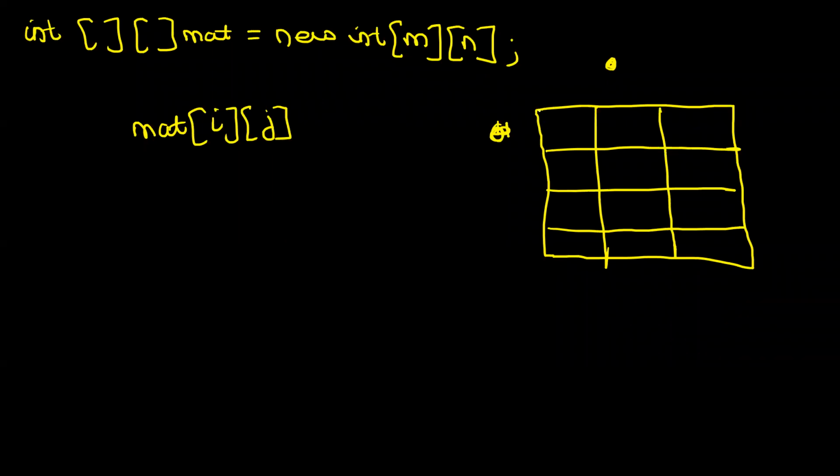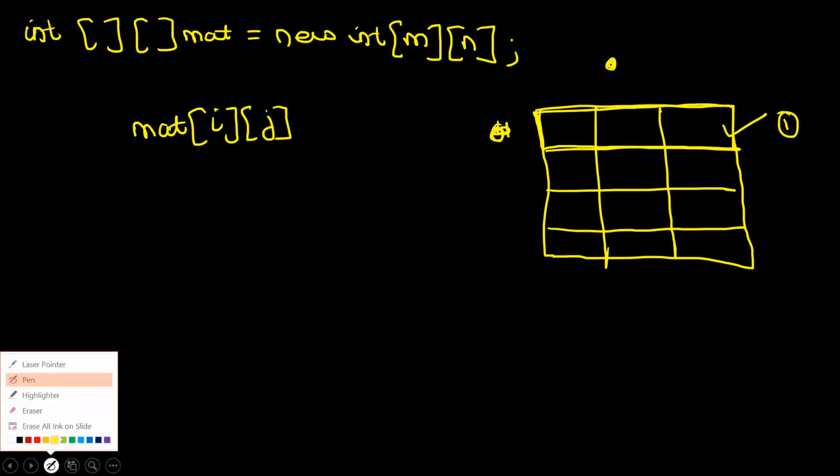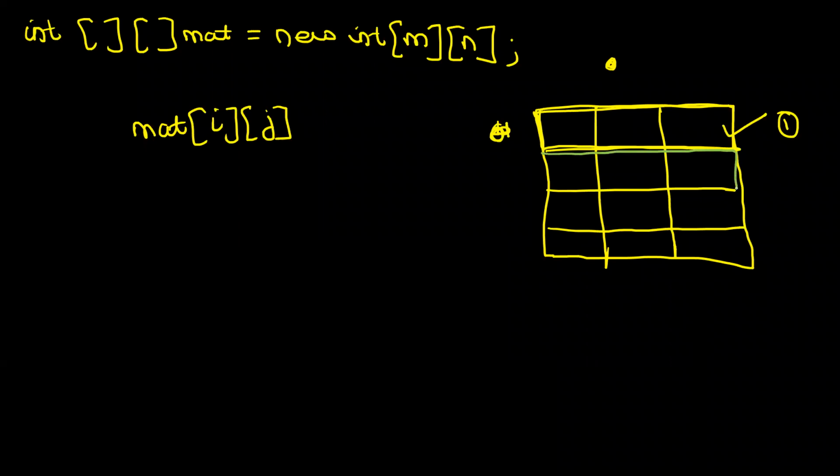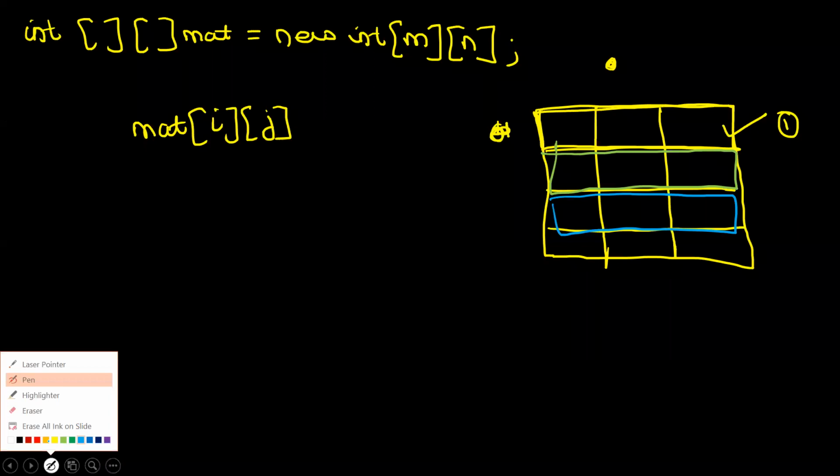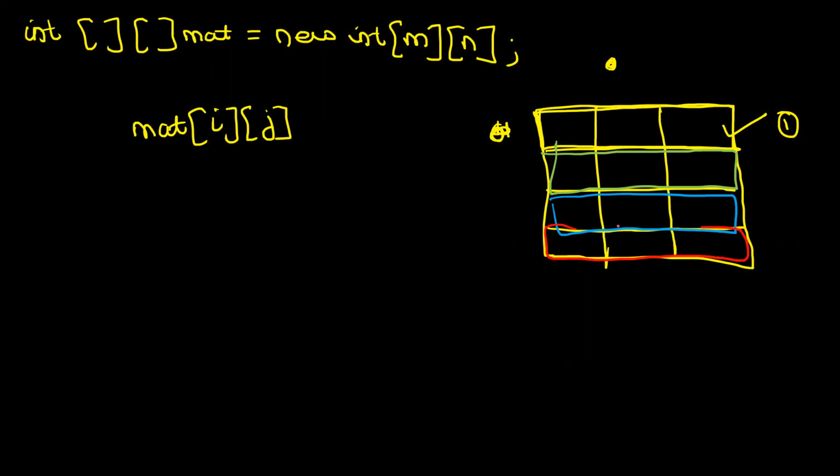So you can visualize your 2D array as multiple one-dimensional arrays. See, this is one one-dimensional array. I'll use different colors. Then you can think that this is your second one-dimensional array, then this is your third, and then this is your fourth one-dimensional array. So a 2-dimensional array is nothing but multiple one-dimensional arrays placed one after the other. At least that is how you can understand it. So mat of i j is one way of accessing the elements.